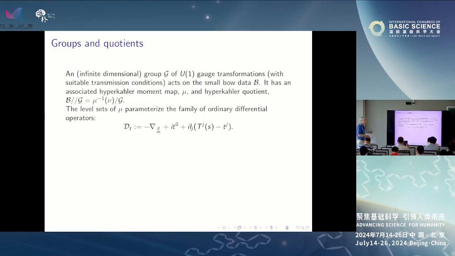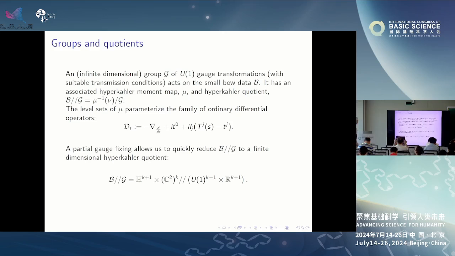This is twisting data, so we can take the Dirac operator we had before and modify it by our small bow data, and we get a new T-parameter family of Dirac operators, minus nabla D_S. Did I forget my minus previously? Plus i t_naught. Again, we just shift the previous Nahm data by our T_Js.